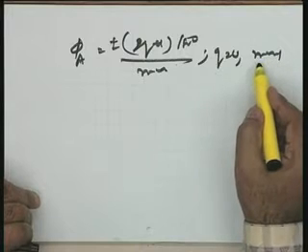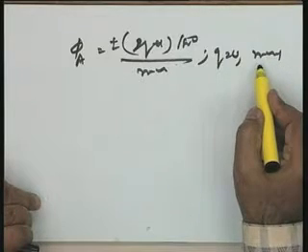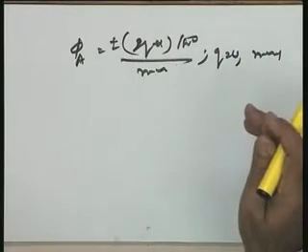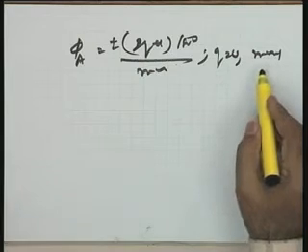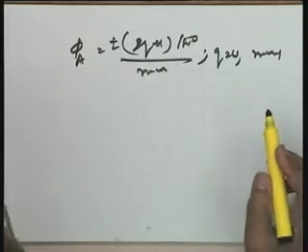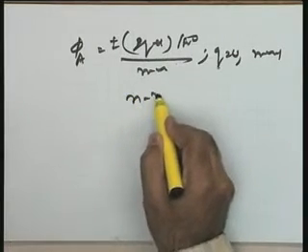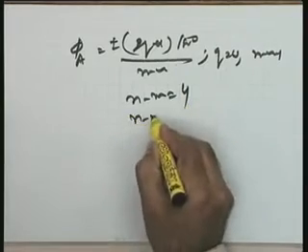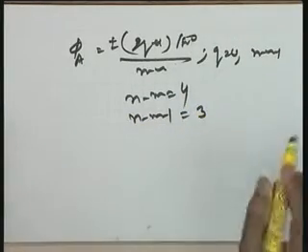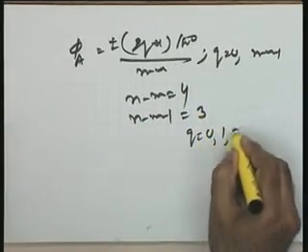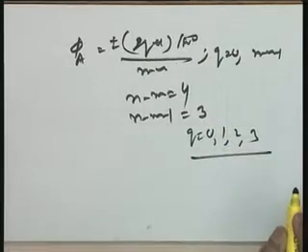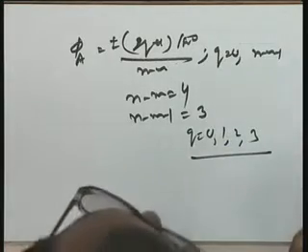n minus m is 4, not 3. 4 minus 0 is 4 only, yes, I am sorry, n minus m is 4. So, n minus m minus 1 is 3. So, q will be 0, 1, 2, 3, giving 4 angles. You are right, and the 4 angles I have given you.